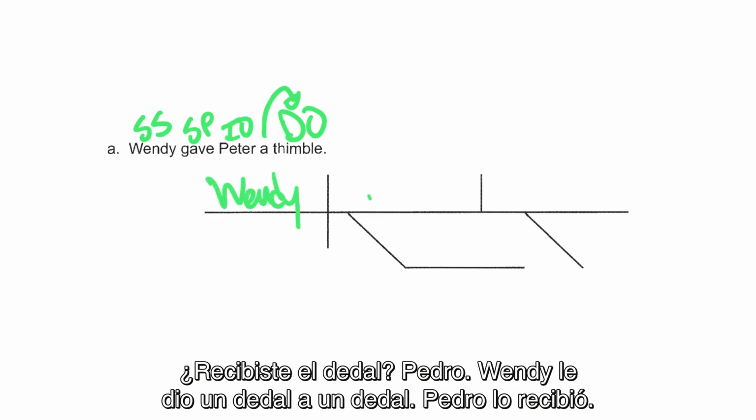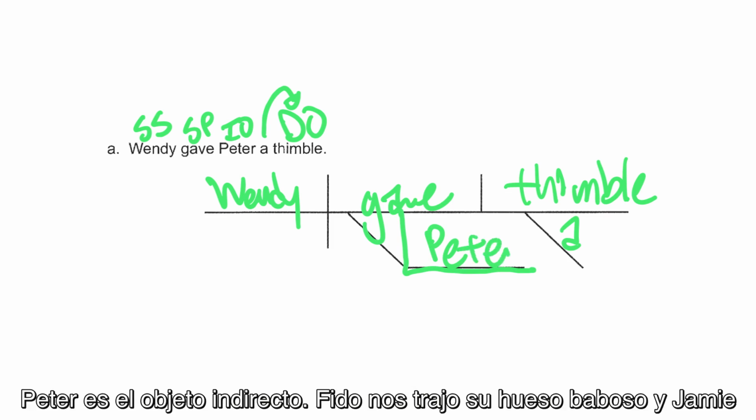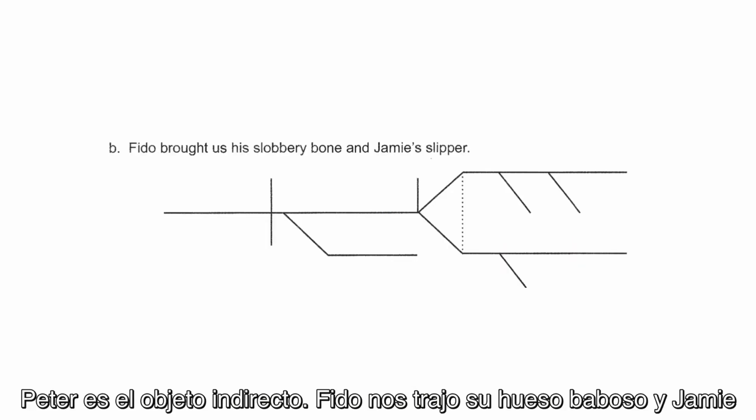Wendy gave thimble, a thimble. Peter received it. Peter is the indirect object.